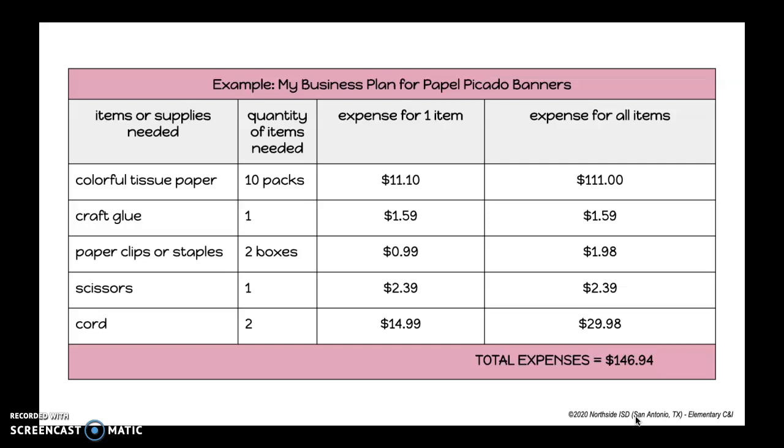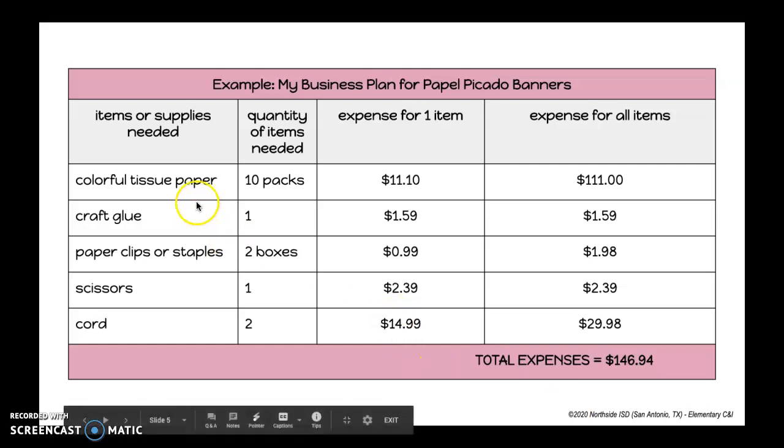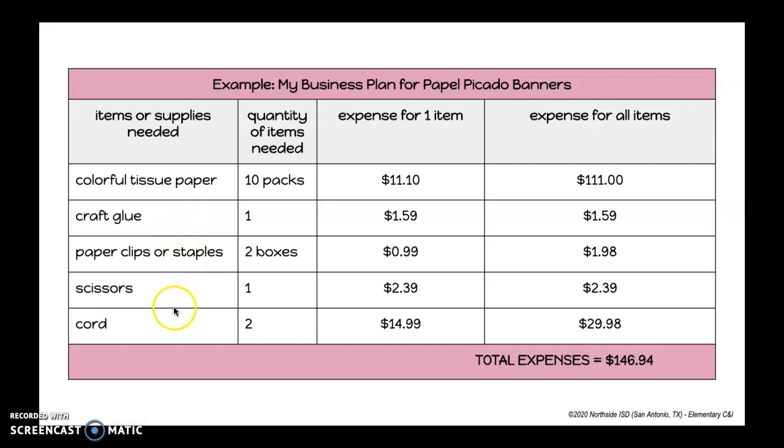I would have the items or supplies I need, the quantity of the items I need, how much each item costs, and then the total amount for all my items. So I would need colorful tissue, craft glue, paper clips or staples, scissors, and cord. So you see here that it took 10 packs of tissue paper. Each pack cost $11.10. My total expense for all of the tissue paper is $111 because $11.10 times 10 gives you 111.